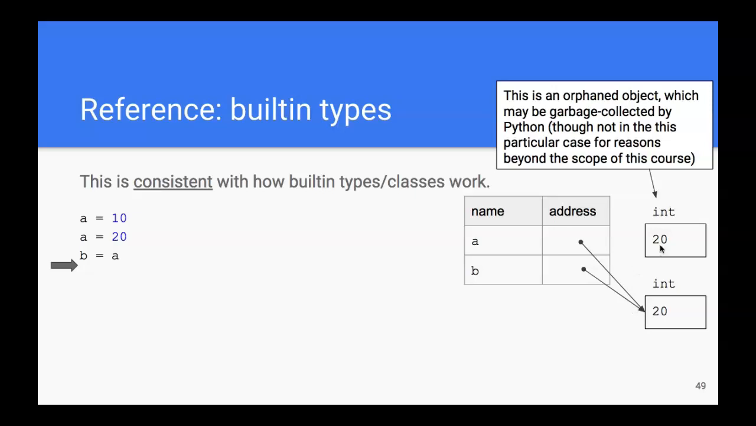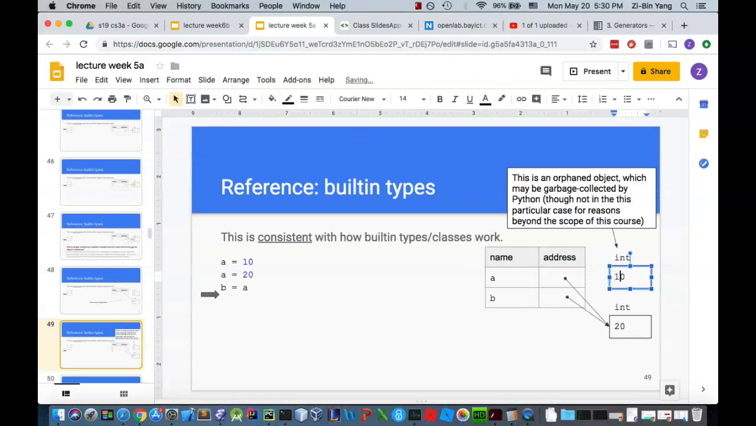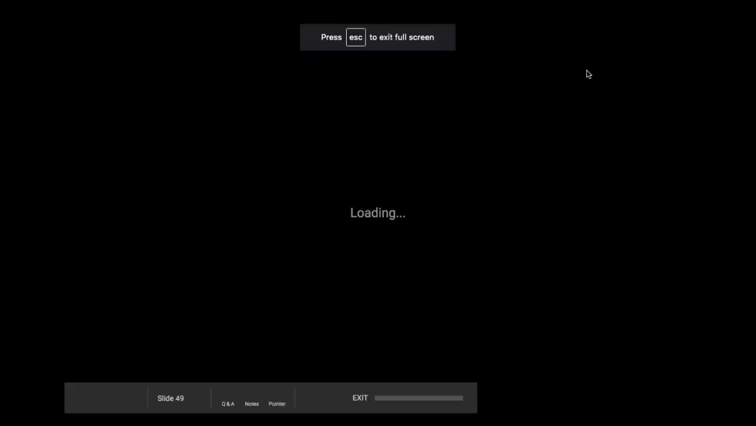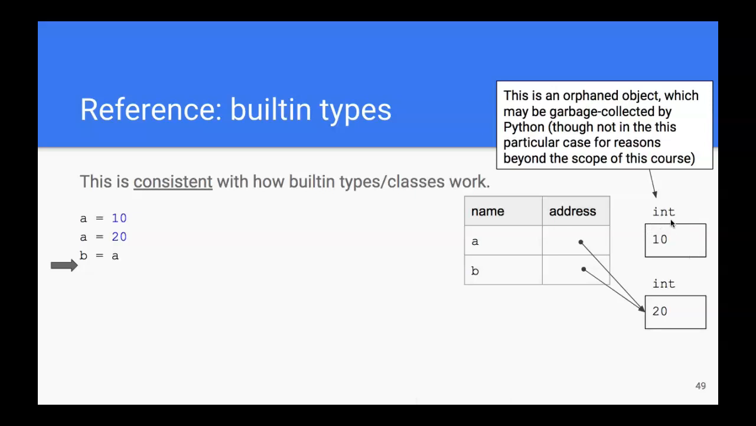Another side note is, okay, now that this int object, this number 10, has nothing pointing to it, what happened to it? Well, if an object doesn't have anything pointing to it, Python might, quote unquote, garbage collect it, though that's actually not quite true for an integer that is small, but that's really beyond the scope of this course. So most of the time, if there's nothing pointing to a particular object, that object is garbage collected.